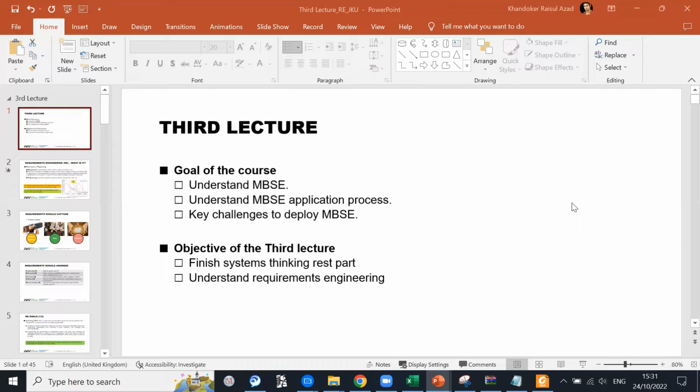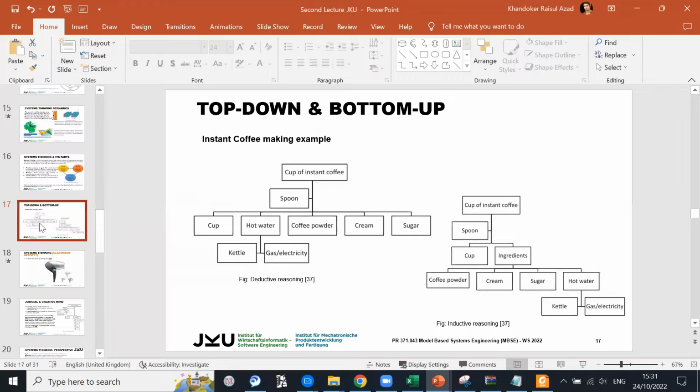So our third lecture objective is we'll finish the system thinking from the last lecture because I skipped something, and if there are still some questions, we'll try to discuss in the class. And today we'll learn something new, requirements engineering. Maybe this is pretty new for you guys, or I don't know. We'll discuss. Okay, let me go back to where I finished last lecture. I'm not in the presentation mode because I wanted to do it quick.